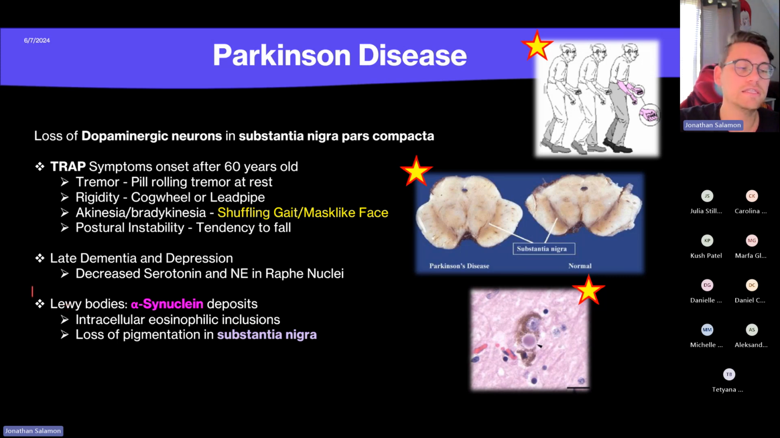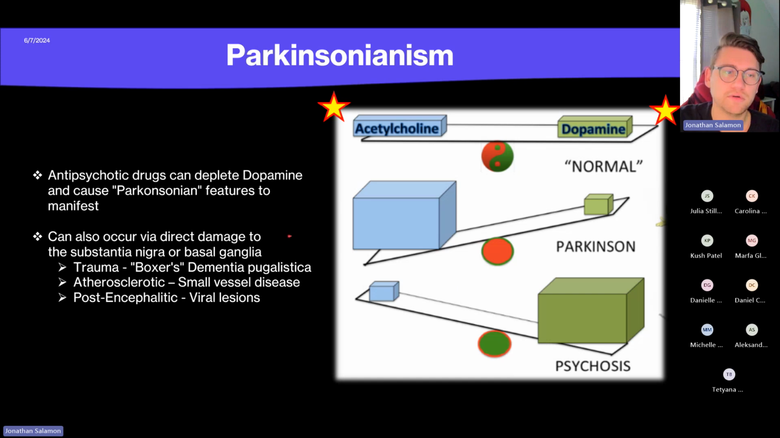And then if they ask you what you're going to see in this patient, alpha-synuclein, which is like your Lewy bodies, right? Not to be confused with Lewy body dementia, but you do technically get Lewy bodies. You get accumulation of alpha-synuclein in Parkinson's disease, which are these. Not that, but definitely this one, right? And then, like I said, loss of pigmentation of the substantia nigra. Super high yield.